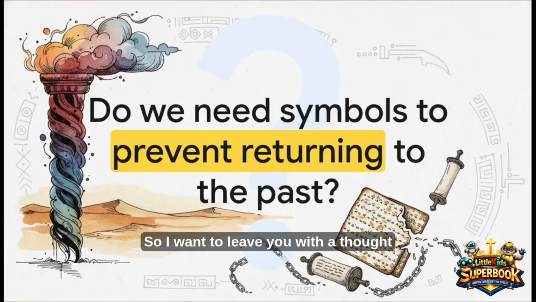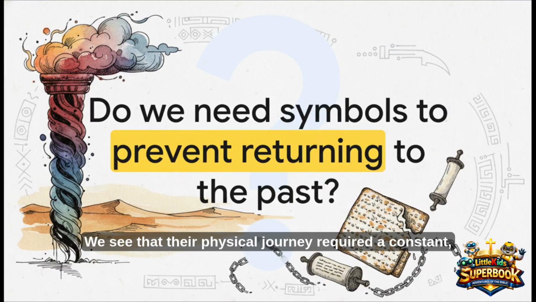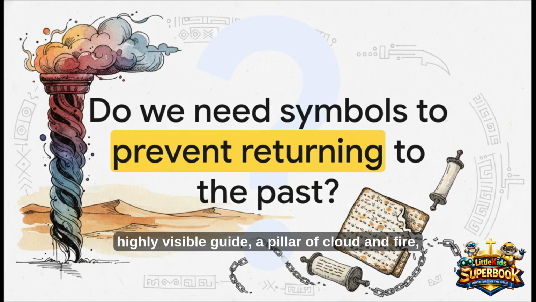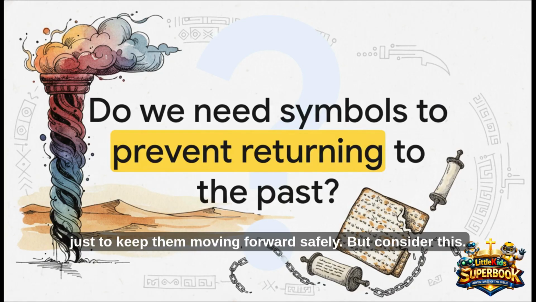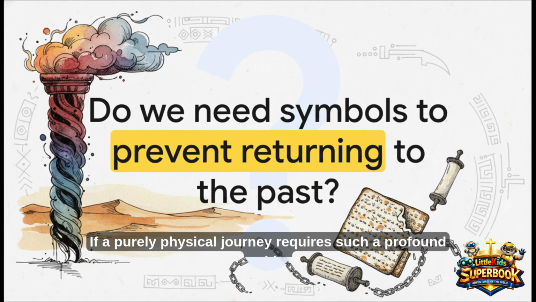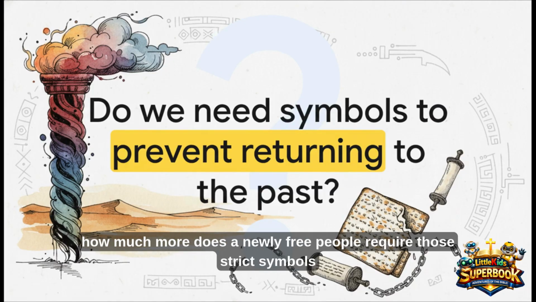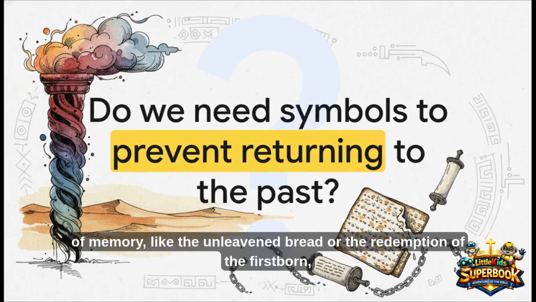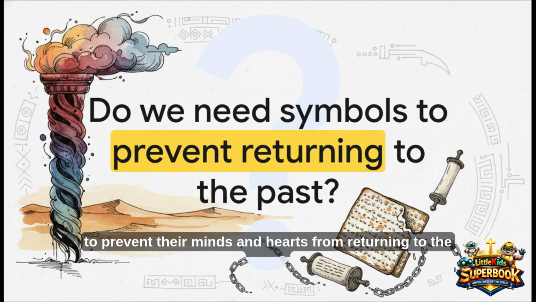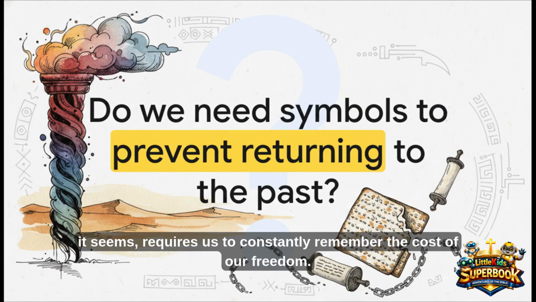So I want to leave you with a thought to tie this whole thing together. We see that their physical journey required a constant, highly visible guide, a pillar of cloud and fire, just to keep them moving forward safely. But consider this. If a purely physical journey requires such a profound guide, how much more does a newly free people require those strict symbols of memory, like the unleavened bread or the redemption of the firstborn, to prevent their minds and hearts from returning to the past? True liberation, it seems, requires us to constantly remember the cost of our freedom.